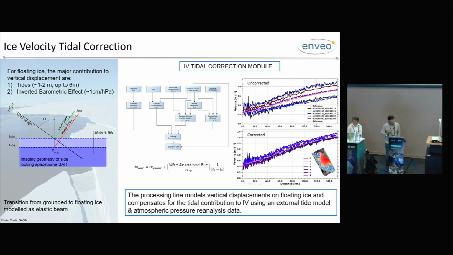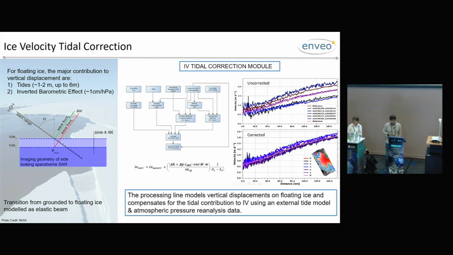Just to give you some idea how big these vertical displacements are for the tides, it depends on where we are on the ice shelves. This is 1 to 2 meters, but can be also up to 6 meters in difference, depending also on when the images are acquired. The inverted barometric effect is much smaller, it's in the range of a few centimeters only. One critical issue is, of course, the transition from the grounded ice towards the floating ice. And here we are modeling this with an elastic beam model, and the length of this elastic beam we are estimating from the grounding line fringes taken from the regions, and this is interpolated along the margins.